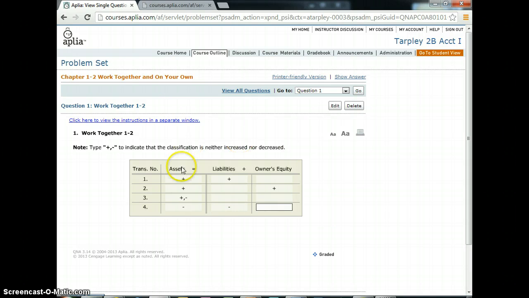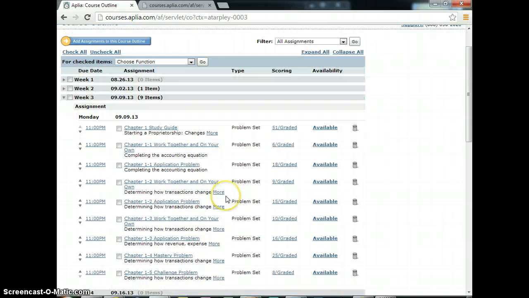Sweet. Look at that. Plus, plus, plus, plus, plus, minus, minus, minus. Equations all in balance, and everything is good. Yours down here somewhere should say save and continue. Make sure you click that. That way you get credit for it. Then we're going to go back to the course outline.